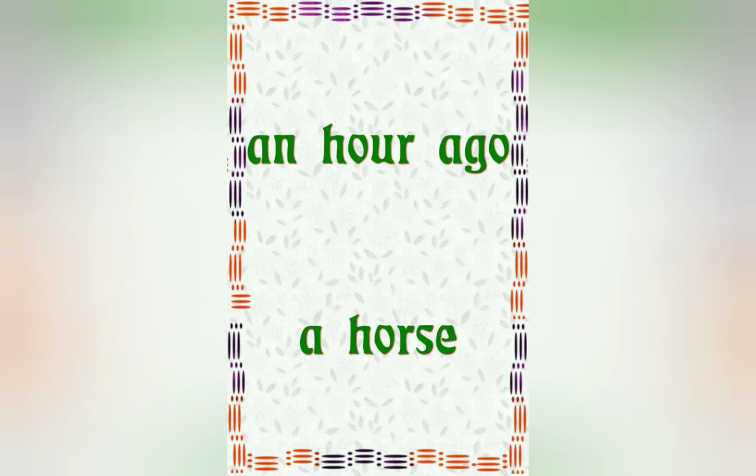Look at the given two examples. In the first, I have used an hour ago, but in the second one, a horse. Now look at these examples. Both are starting with H, but in the first example we have used an, and in the second we have used a. Why? Because the first is starting with the vowel sound a, but the second is starting with the consonant sound H.